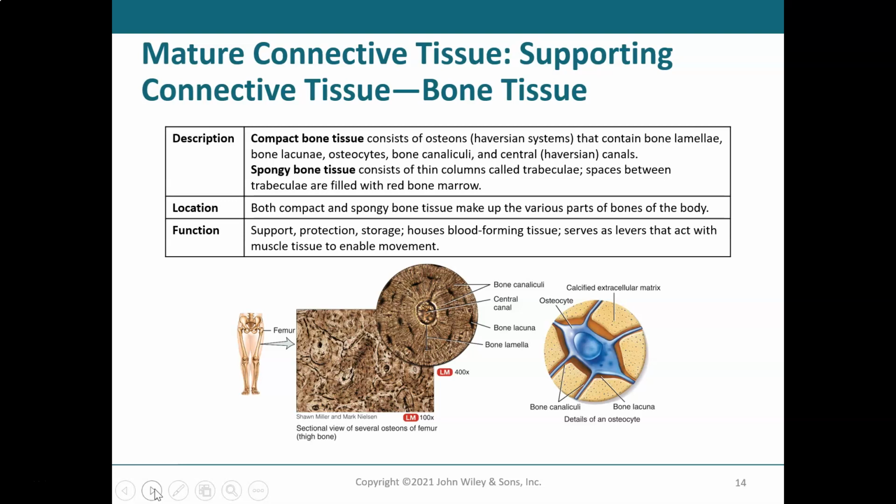Canaliculi, and actually you can see them here, are little canals, and again they contain processes of osteocytes, and they allow for nutrient and waste transport. The big canal in the middle, the central canal, is also known as the Haversian canal. It contains blood vessels and nerves. Spongy bone has trabeculae rather than osteons. And again, bone has some very important roles. It supports, it protects, it allows for storage, and it allows for some blood-forming tissues to be formed. Bones serve as attachment points for muscle and serve as levers as well.